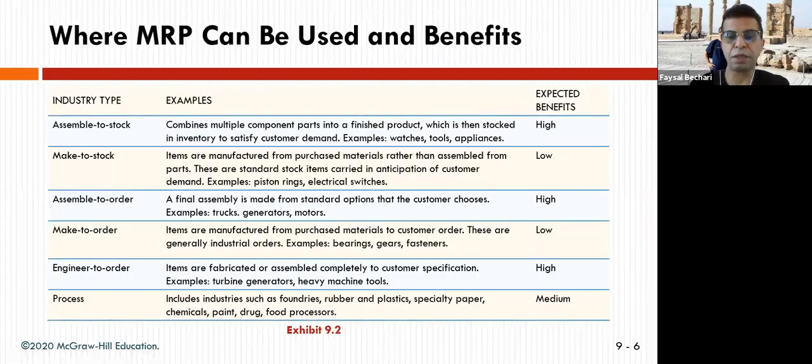Some of the places where MRP is important: assembly to stock is high, the benefit of MRP is very high. Make to stock, you make stock, not ready for sales, the benefit is low. Engineering to order is very high. Look at these samples, which I'm going to post for you to see why we need MRP in some cases and how we benefit from it.